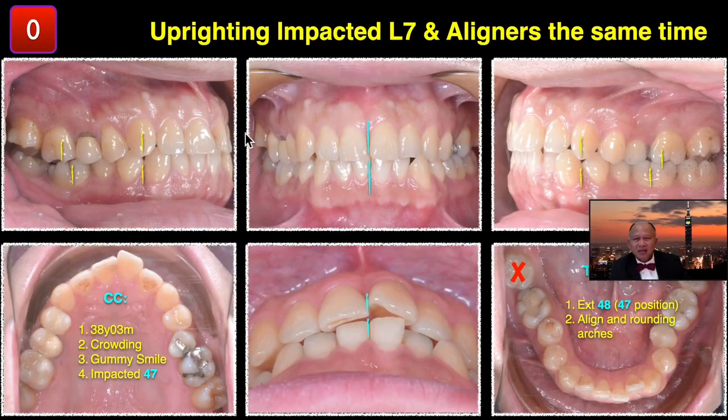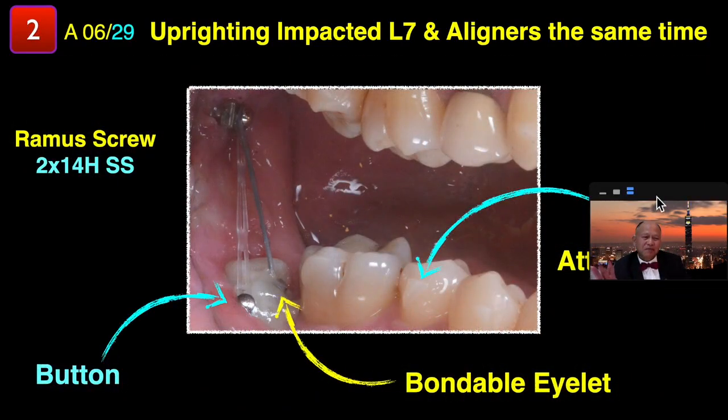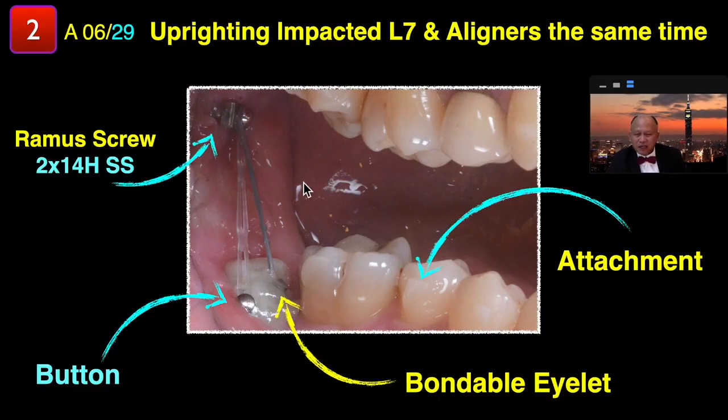And with that, to upright the impacted lower 7, aligner at the same time, we have uprighting the impacted second molar and the aligner at the same time. That's the beauty of it. That is the beauty. Look at this picture. We have the attachment right here, which means the patient was wearing the aligner. At the same time, we have the Raymond School 2x14 stainless steel.